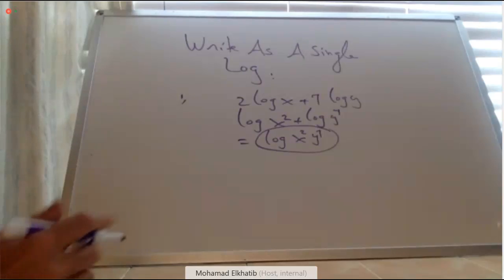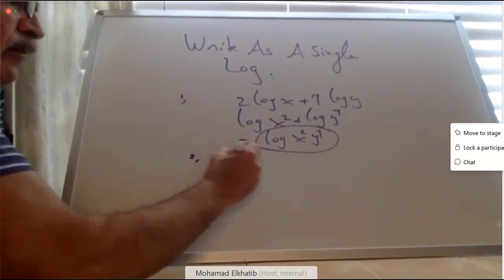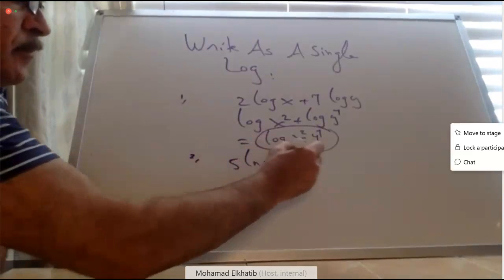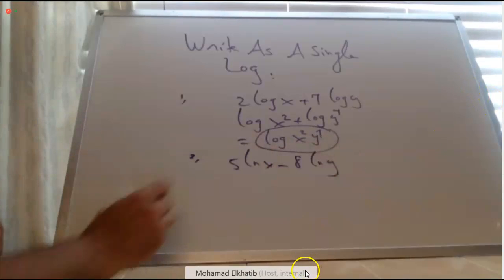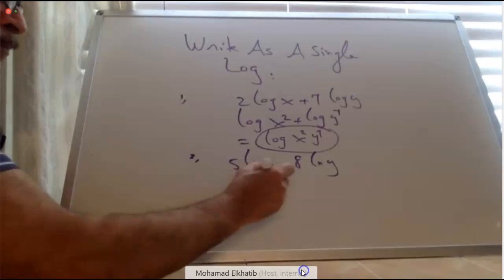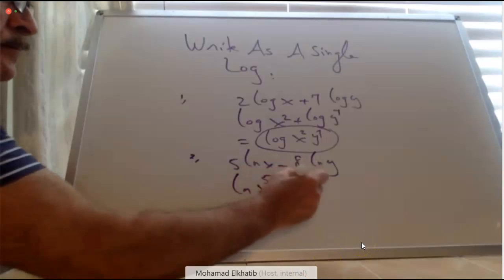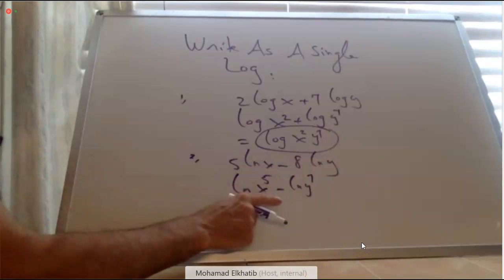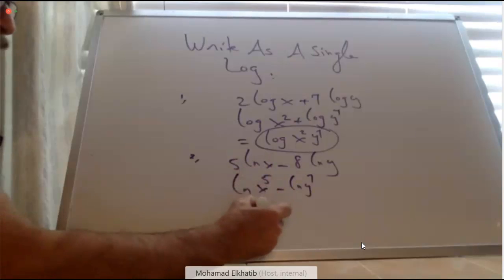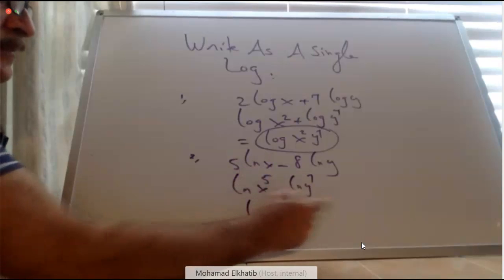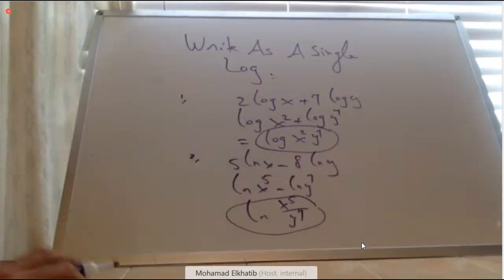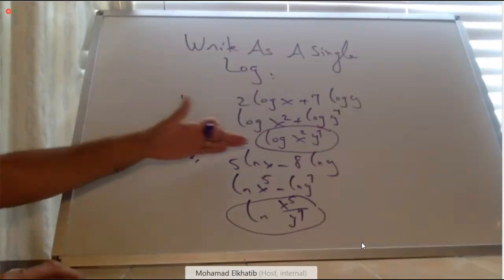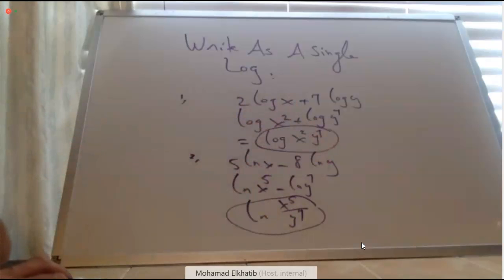Yes. So what if I have this here? 5 ln x minus 8 ln y. So I bring the number as an exponent. But now I have subtraction. So instead of multiplying them, what I do, I divide. And that would be my answer. So what did I do? I made the expanded form a single log.